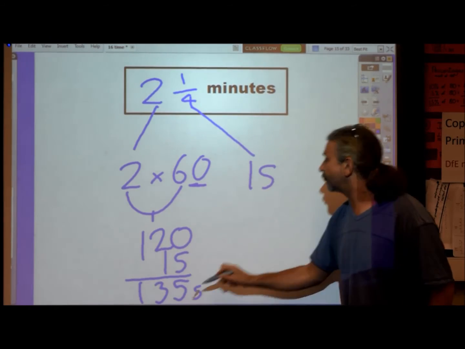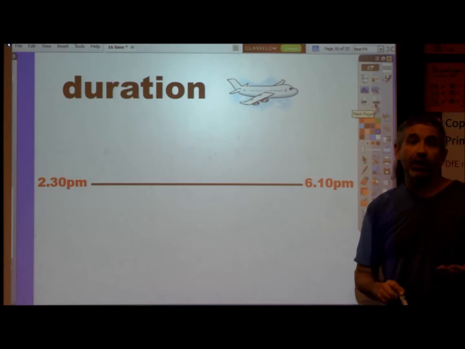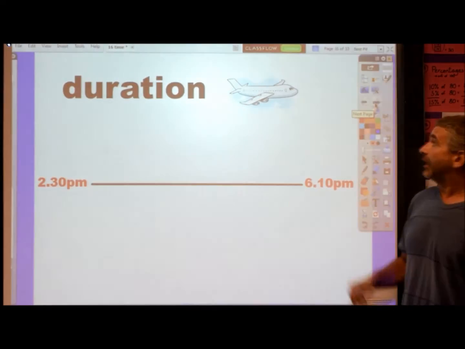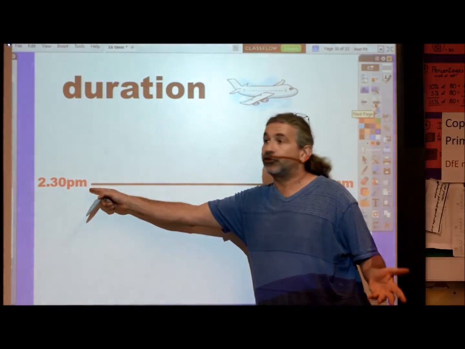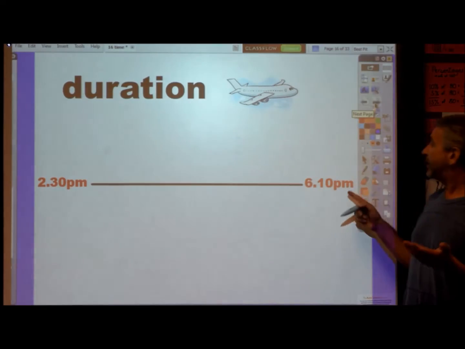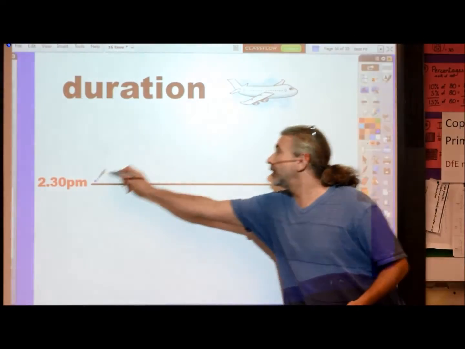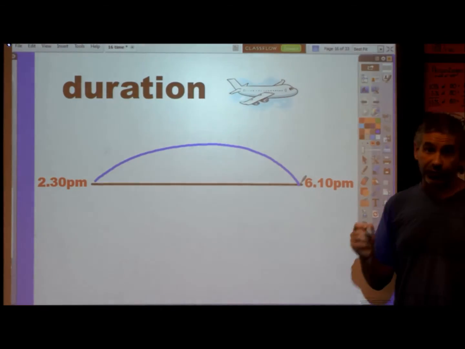Now, the last type of problems are duration problems, and they're typically a plane leaves at 2:30 p.m. and it finally lands at 6:10 p.m. Can you find out how long that whole plane flight took?